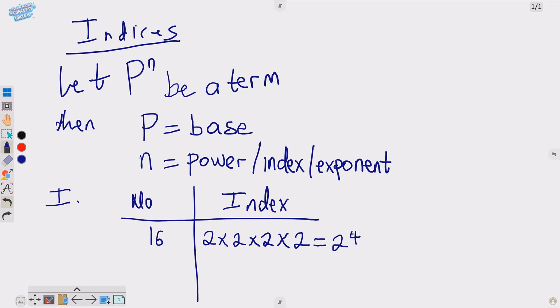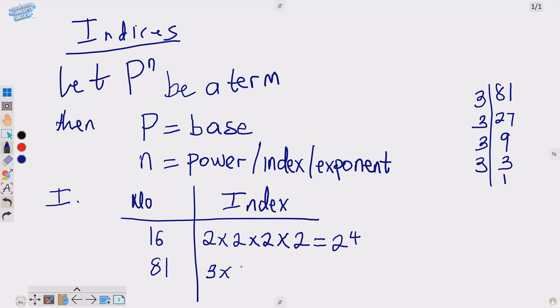Okay, so let's say you have 81. Now how can you easily do this? You can see 3 can divide it, right? So keep dividing by 3. You have 27, 9, 3, and 1. So it means 81 will be 3 times 3 times 3 times 3, which is what? 3 raised to power 4, right? Okay, so that's that.